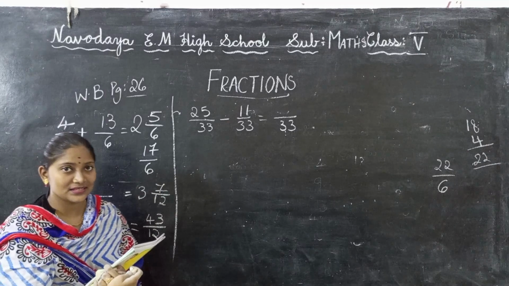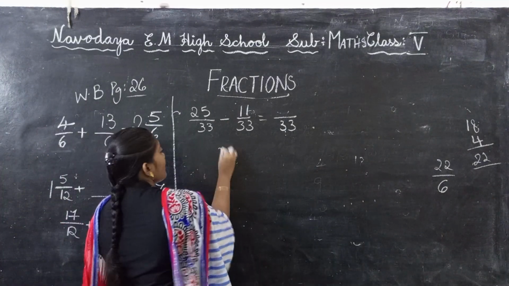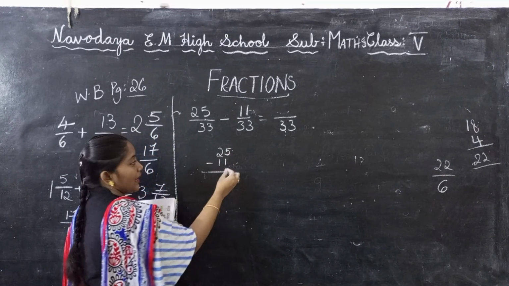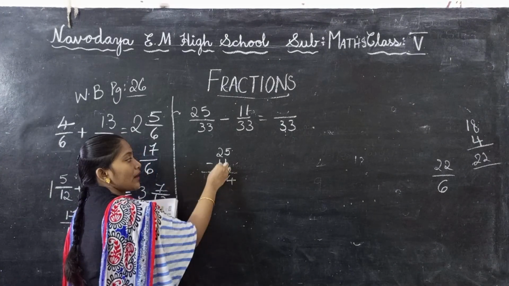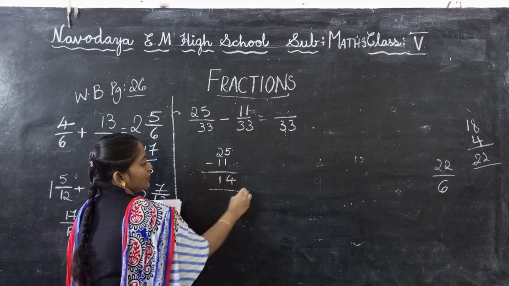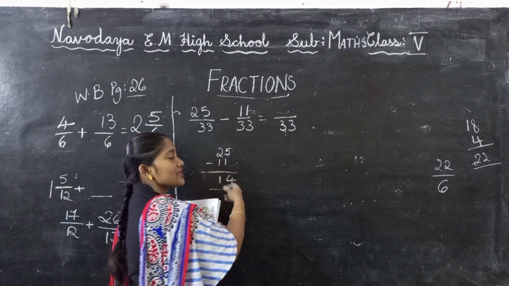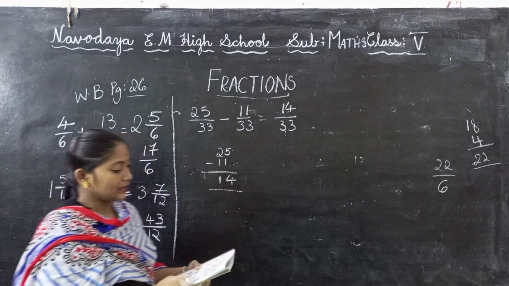25 minus 11. What is 5 minus 1? It's 4. 2 minus 1 is 1. The answer is 14 upon 33.